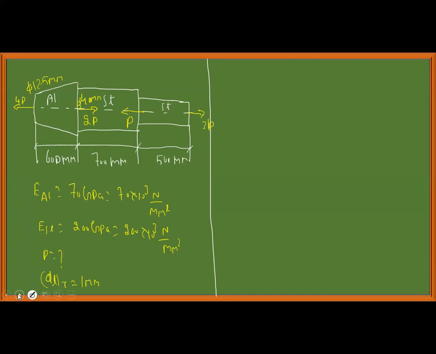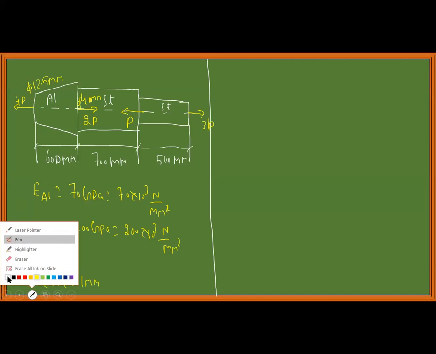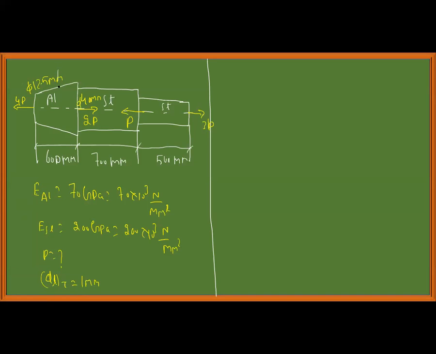I'll take this section XX. P of AB: summation of forces in x direction is equal to 0. P of AB is equal to P kilonewton.